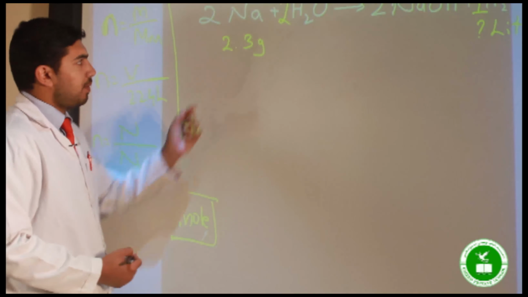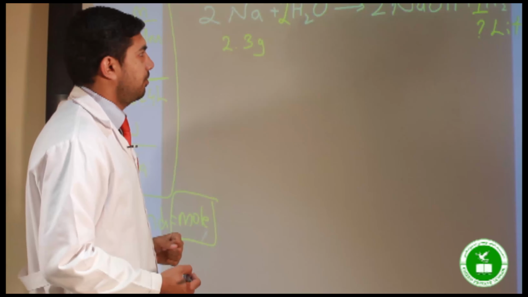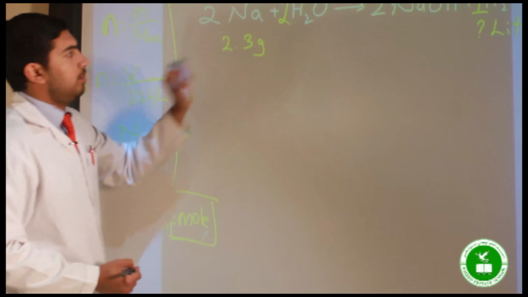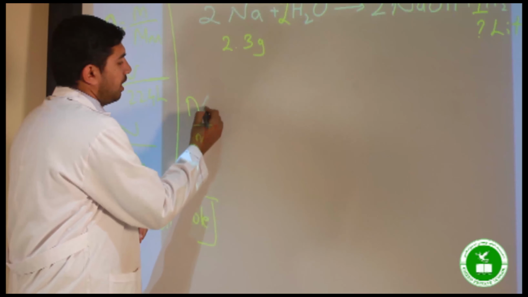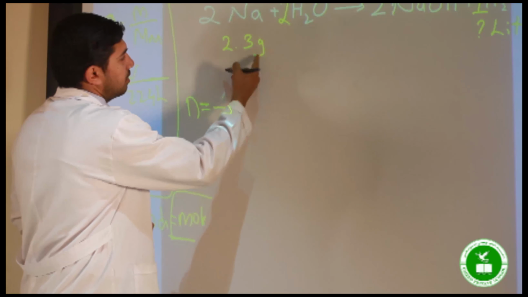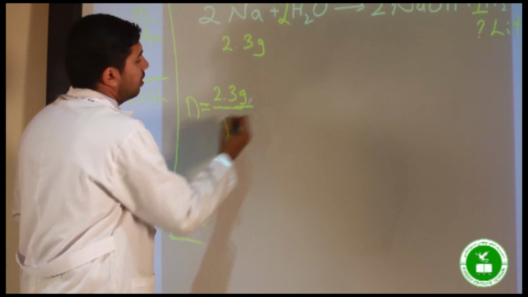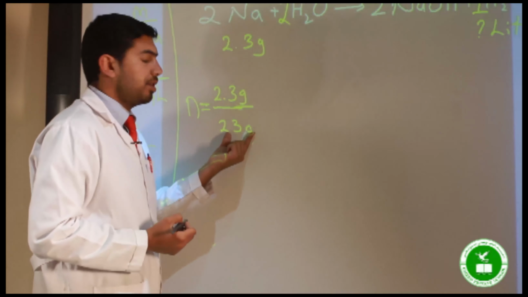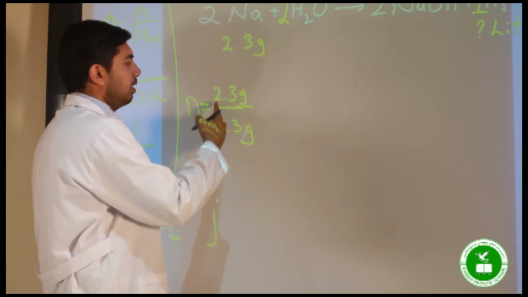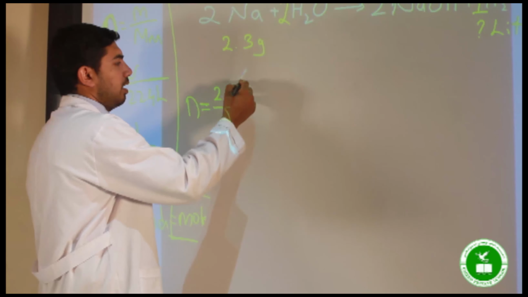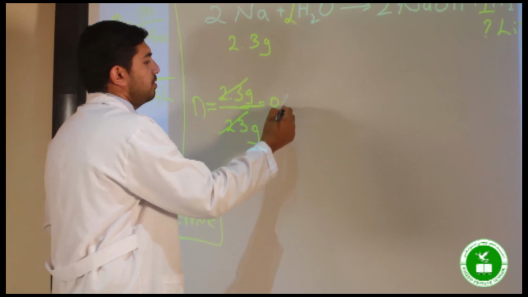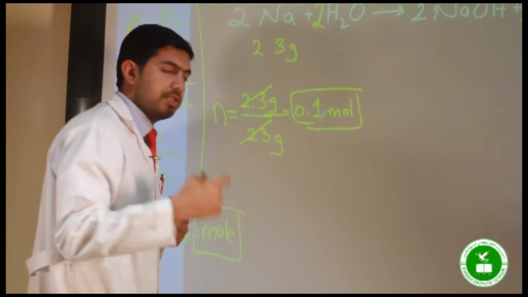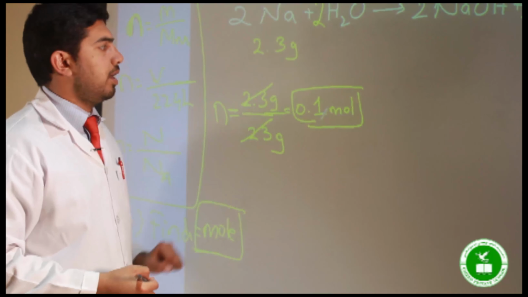Find mole. In the question, 2.3 gram is given. Formula is mole is equal to mass upon molar mass. First we will find the mole. n is equal to mass, 2.3 gram. Molar mass of sodium is 23 gram. The sodium atomic weight is 23 gram. 2.3 upon 23 almost becomes 0.1 mole. You can check it in calculator. 0.1 mole.